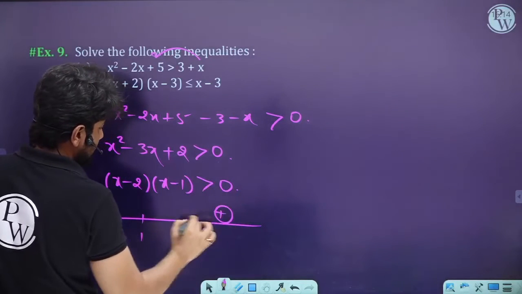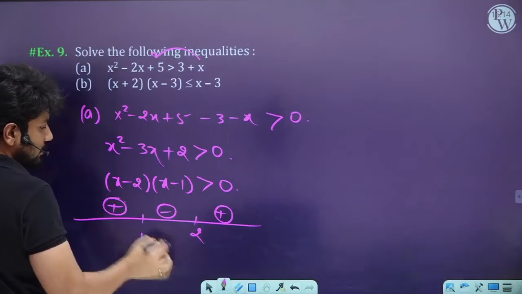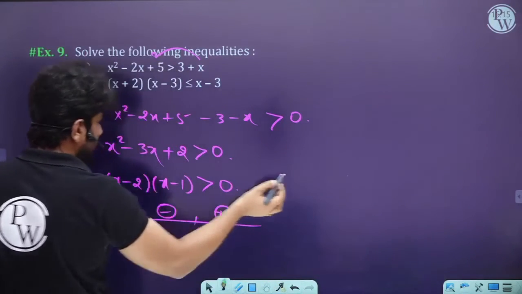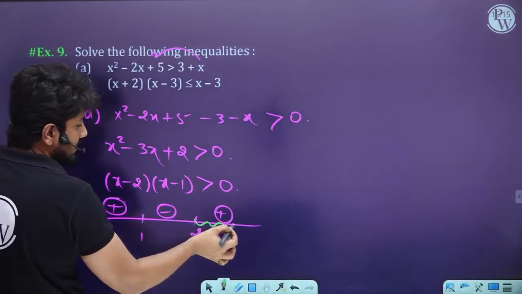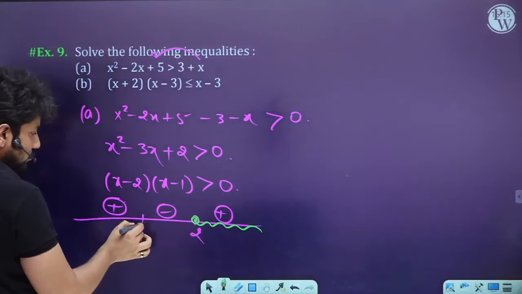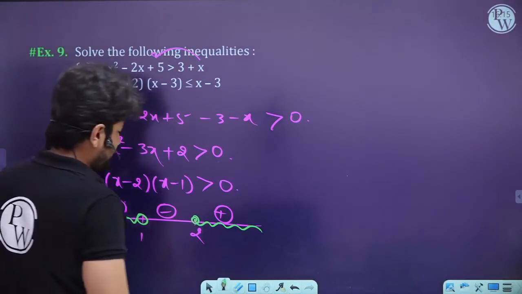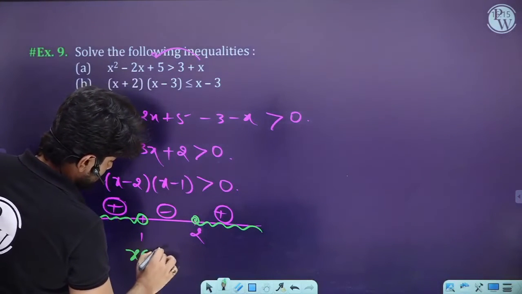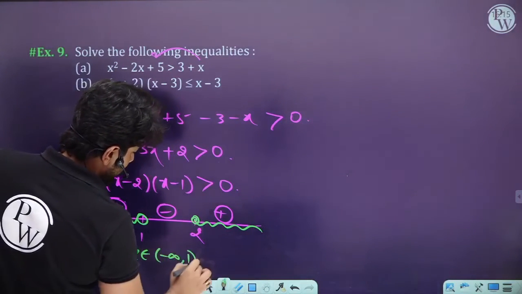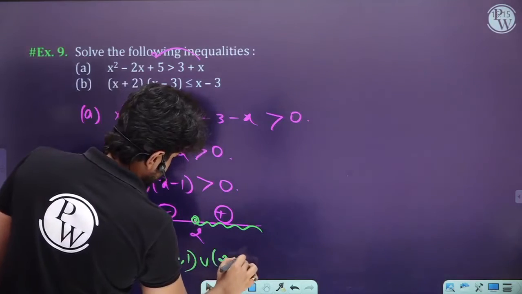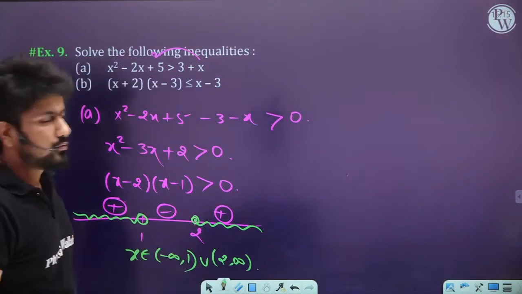Extreme right, positive, then negative, then positive. What are we looking for? We are looking for positive, greater than 0. So in the right of 2, open bracket at 2. In the left of 1, there will be open bracket because there is no equality. So our answer will be x belongs to minus infinity to 1 union 2 to infinity. Open bracket at 1 and 2 both.